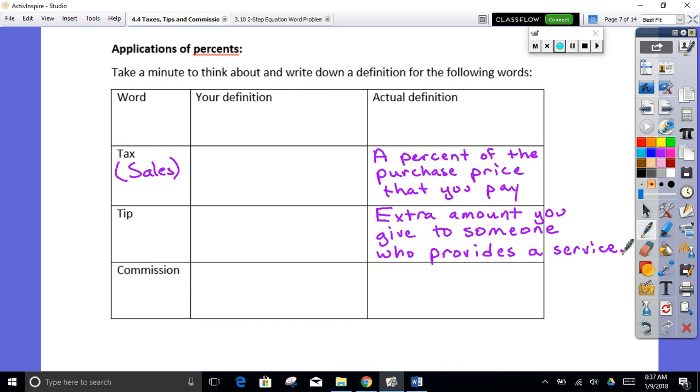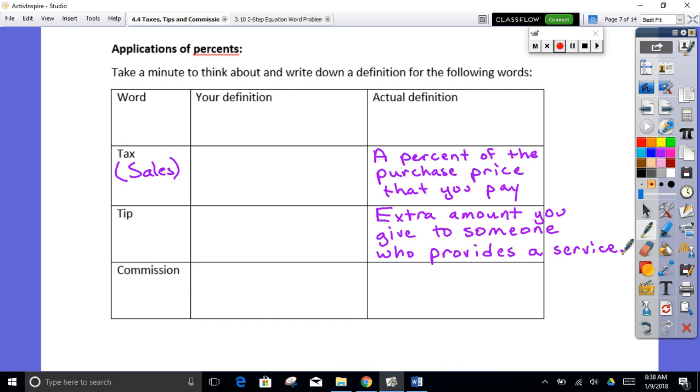Okay, I'm going to say it's a percent of something sold that the salesperson keeps. So certain fields, like car salesmen, they work on commission. Some of them get a salary, some of them don't. Some of them just get a percent of the purchase price of whatever car they sell. Appliance salesmen, like at Sears, I know they used to get commission. People who worked in shoe stores used to get commissions.